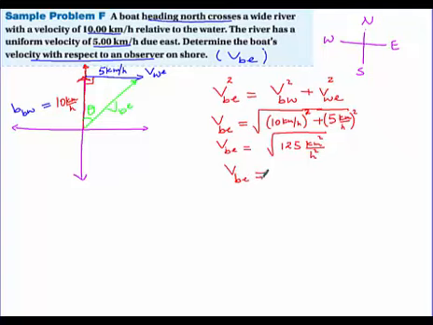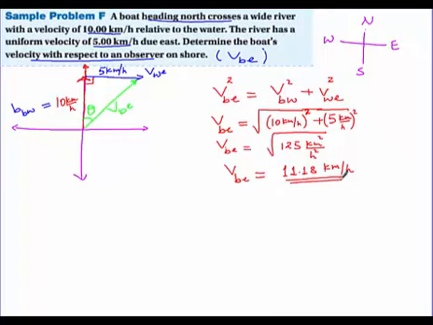Then taking the square root of 125, the velocity of the boat relative to an observer on the shore of the water is given by the square root of 125. You can use a calculator, you will get 11.18 kilometers per hour. You can write 11.2 if I ask you to write your answer in 1 decimal place. So the velocity of the boat with respect to an observer on the shore is 11.18 kilometers per hour.